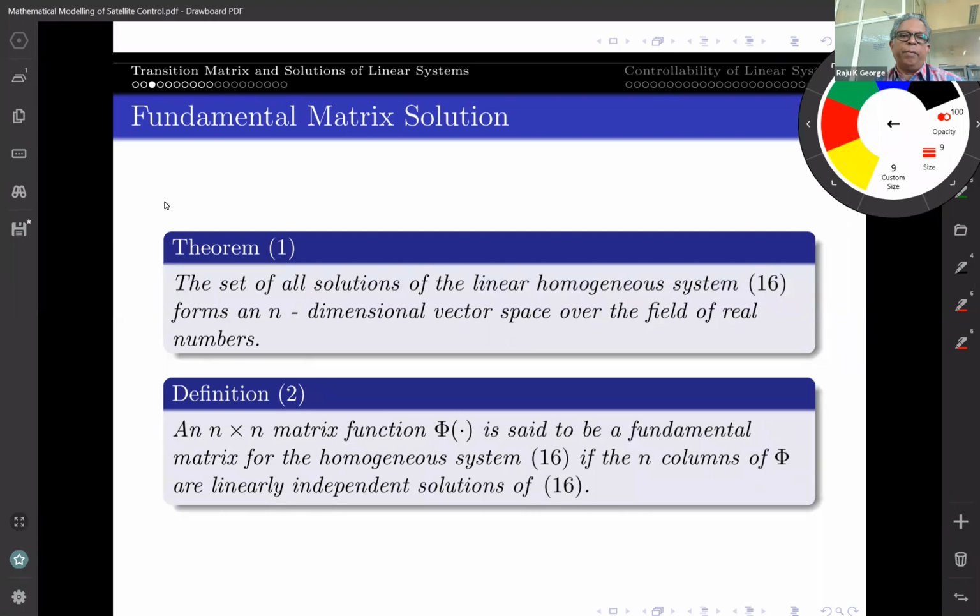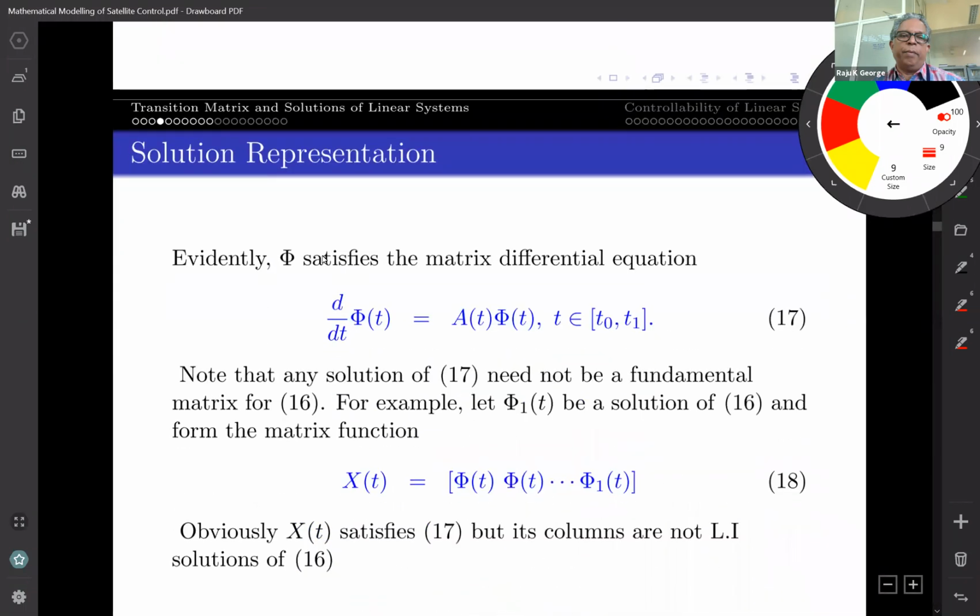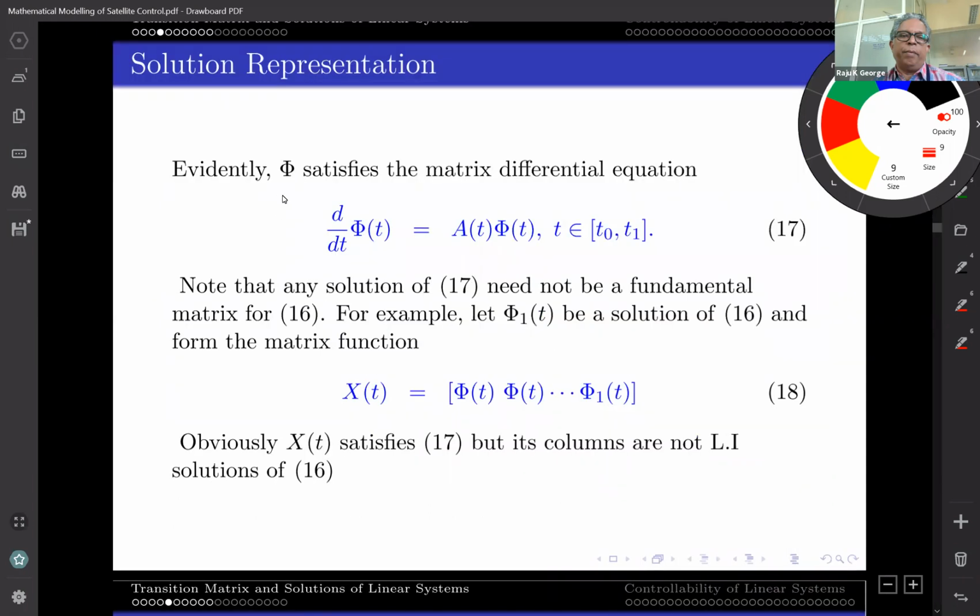There are infinitely many fundamental matrix solutions, because in Rn there are so many sets of linearly independent vectors. For each such set of linearly independent vectors in Rn, you can find the corresponding linearly independent solutions in the solution space and put them in a matrix. That becomes a fundamental matrix solution. And so therefore, the linear system has any number of fundamental matrix solutions. And a very special fundamental matrix solution is known as a transition matrix. That's what we define.